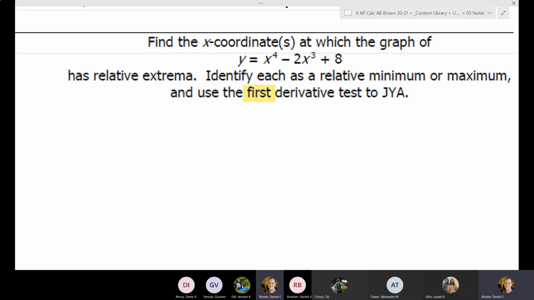And this one's a polynomial, so you only have to worry about when the derivative is equal to 0, because you won't have a case when the derivative is undefined.